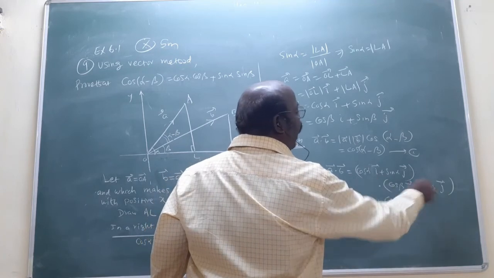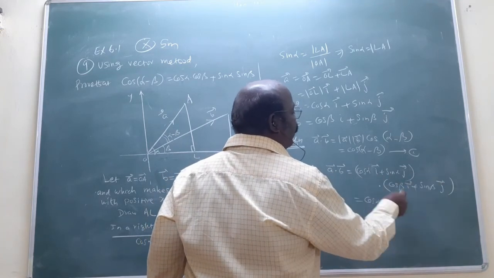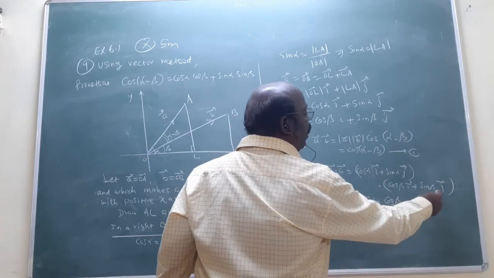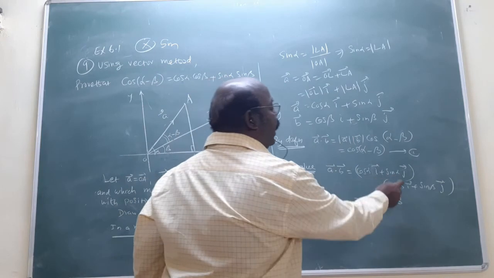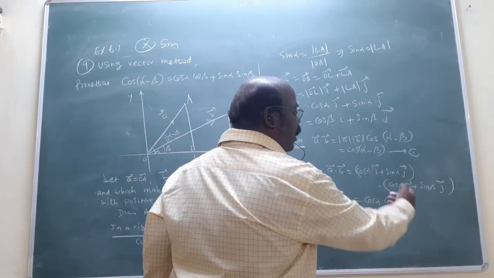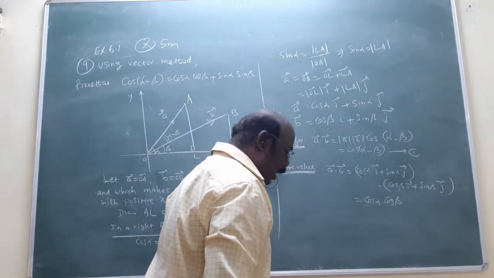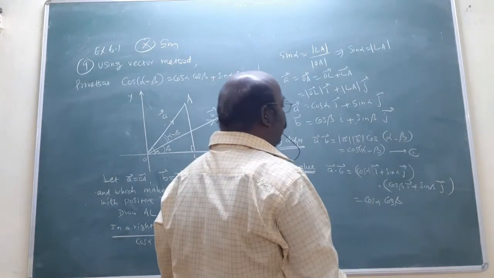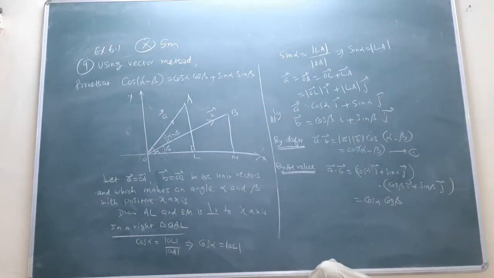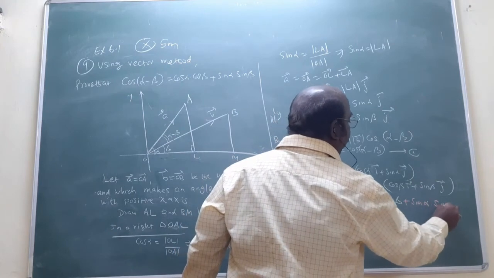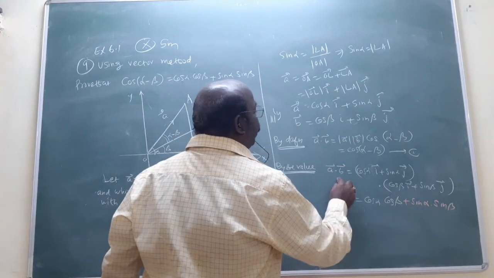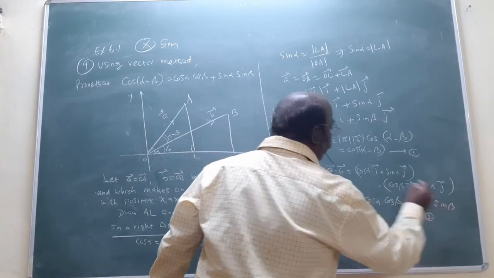I with J, I dot J is 0. So first with first, the answer will come. First with the last, 0 will come. Next is what? Second with first, J dot I, that is 0, need not write. Last one is what? J with J, sin alpha sin beta. Plus sin alpha into sin beta. Therefore, this also is A dot B.